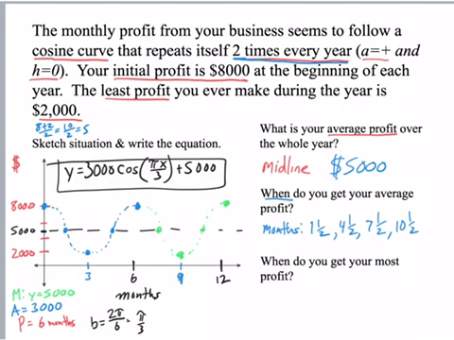Okay, last question. When do you get the most profit? So we're looking for the most. So the most profit is here, here, and here, which would be 0, 6, and 12. So it would be on months 0, 6, and 12. Now, if you think about it, aren't 0 and 12 the same, since it's periodic? So you technically could say either 0 and 6 or 6 and 12, because 0 and 12 are the same, because they're the same beginning and end of the year.